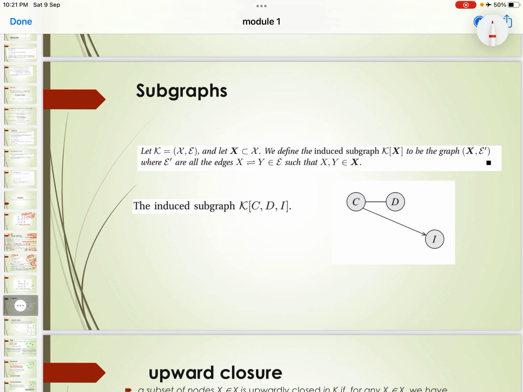Subgraphs. Let K equal to X comma epsilon and let X belong to X. Now we define the induced subgraph K of X to be a graph X comma epsilon dash, where epsilon dash are all the edges X bidirectional to Y belonging to epsilon such that X comma Y belongs to X.